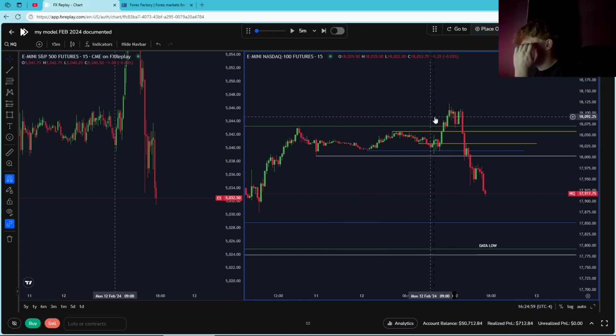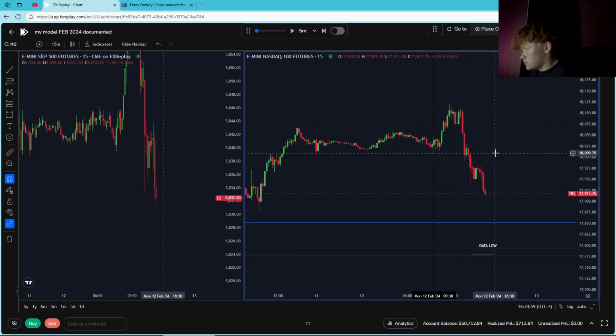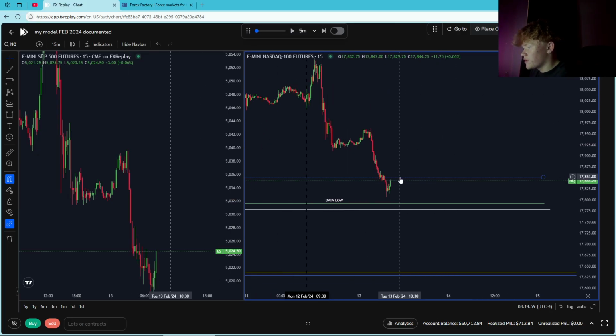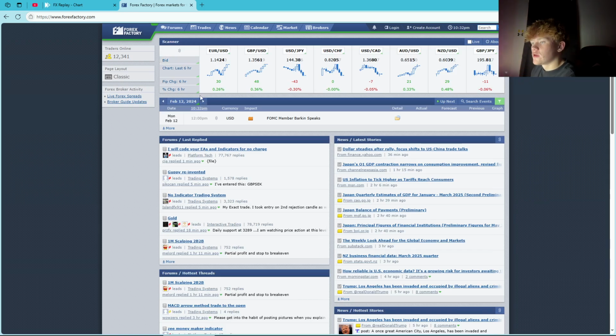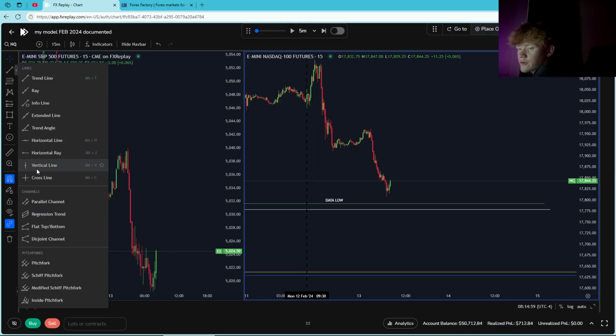Got 15er. Get rid of all these. And go to next day open. Oh wow, big drop. 13th of Feb. CPI, obviously, nothing after it.